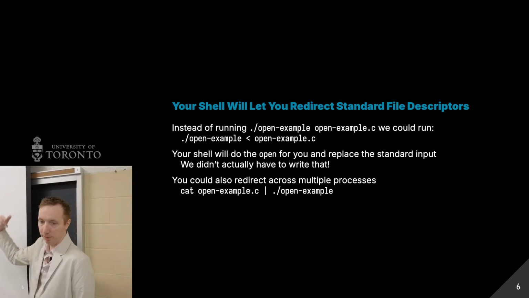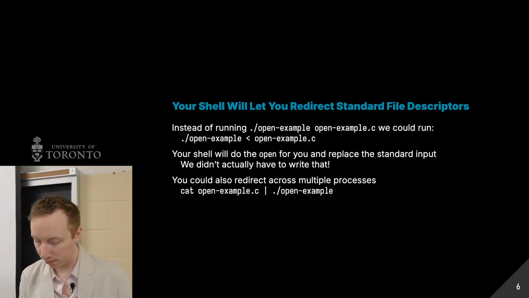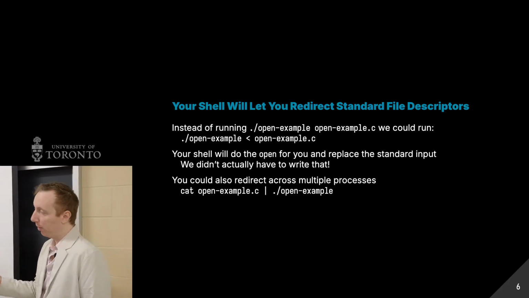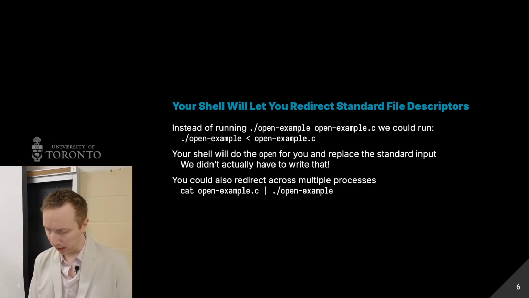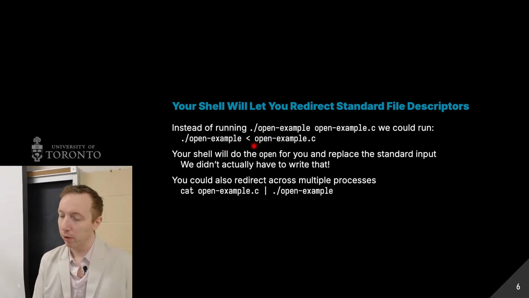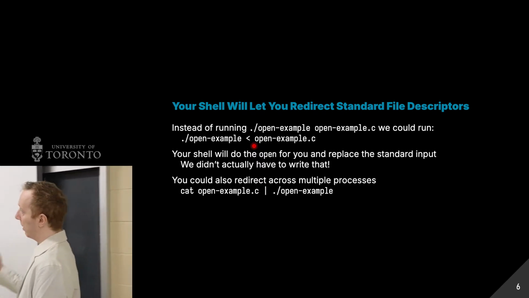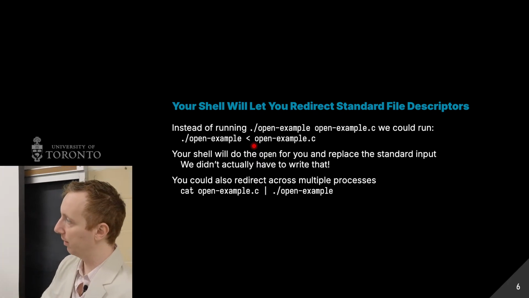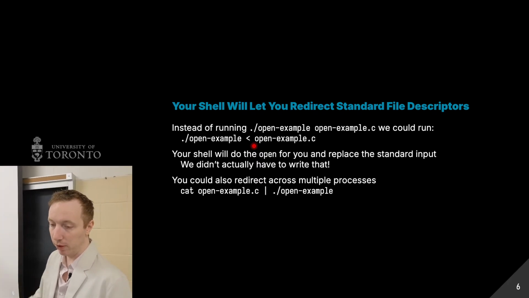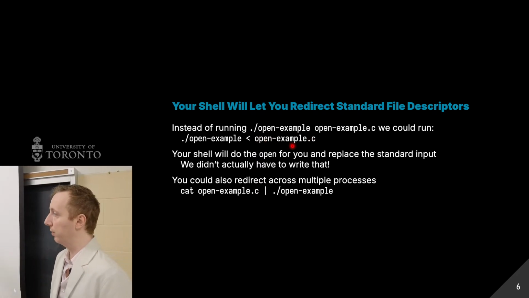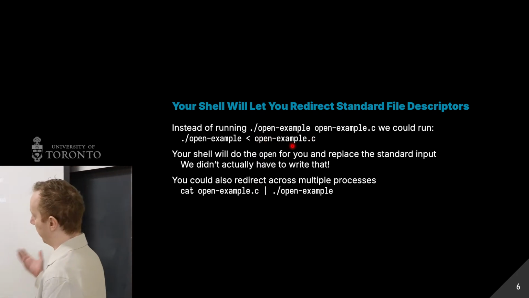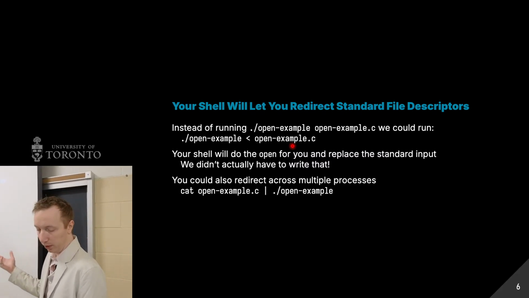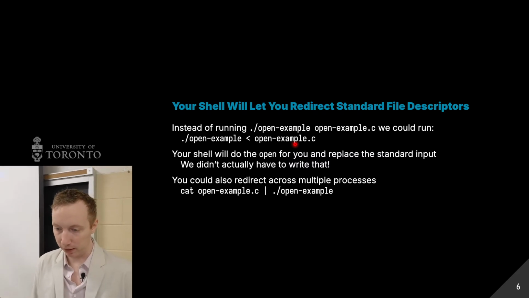So instead of what I did before with running my open example with the name of a file, I could instead just run open example and then use this arrow thing. What it will do is, before that process starts running, your shell will in fact replace standard file descriptor 0 with this file, to point to this file instead of the terminal. So I didn't even have to do an open system call in my program if I didn't want to.